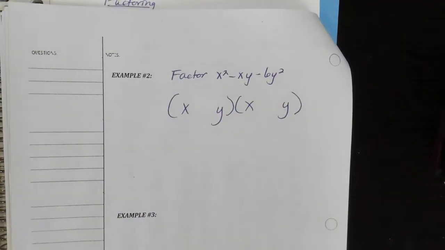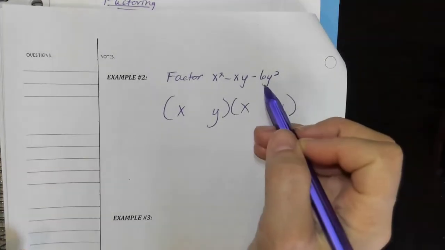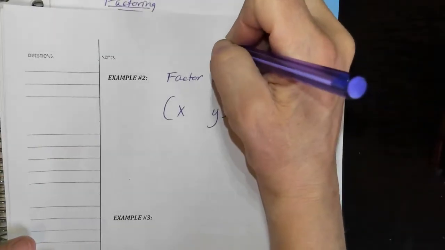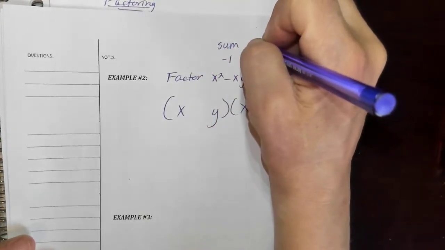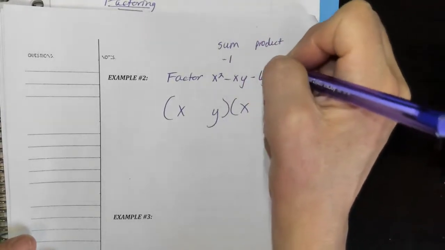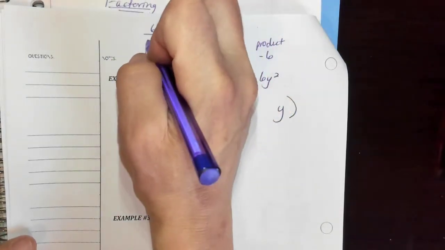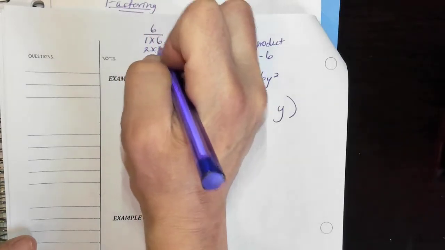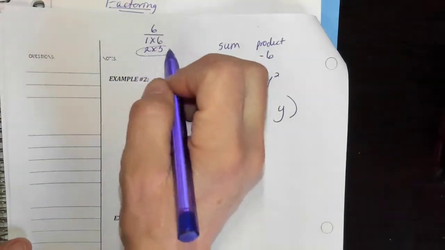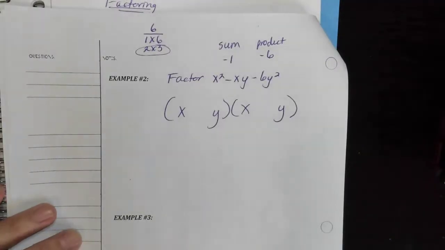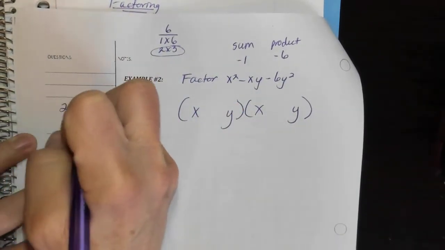So now what I'm going to do is I'm going to look at 6 and say, what are the factors of 6? I need a sum of a -1, and I need a product of -6. And remember, 6 can be factored as 1 times 6, 2 times 3. And it's looking to me like the difference of 1 lies in the 2 times 3. So I know one of these has to be a 2 and one has to be a 3. Now I just have to figure out who's positive and who's negative.